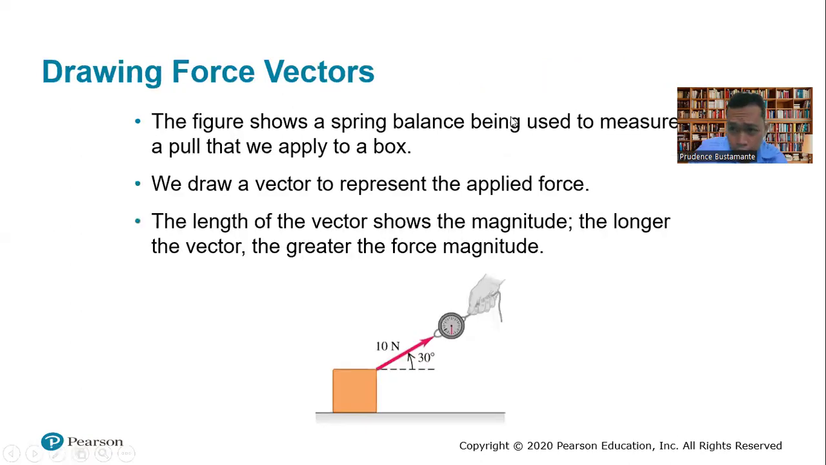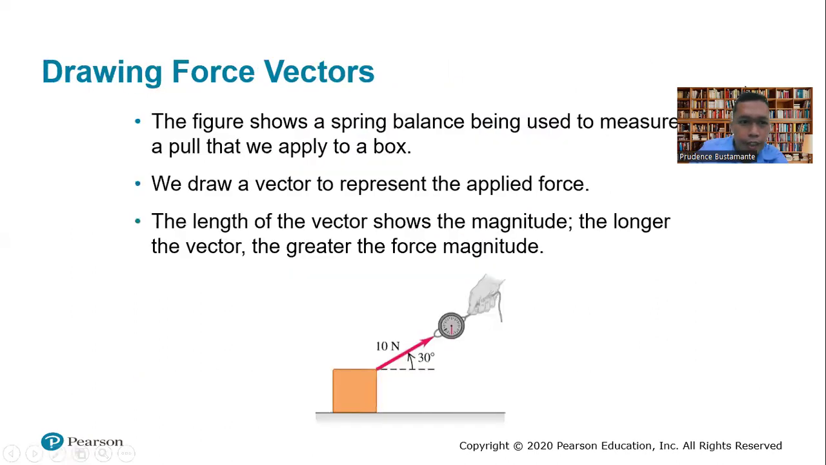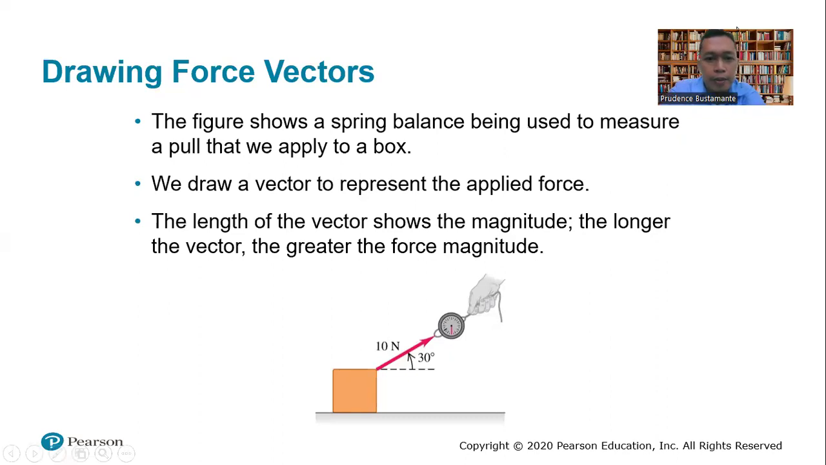When you write a force, force is a vector. For example, if you pull an object and use a spring balance, the spring balance is used to measure the force that you apply. When you draw a vector, it represents the force you applied. The length of the vector indicates its magnitude. The longer the vector, the greater the magnitude of the force.